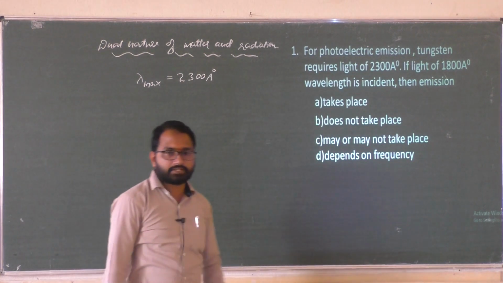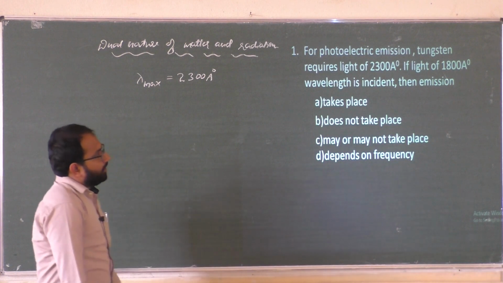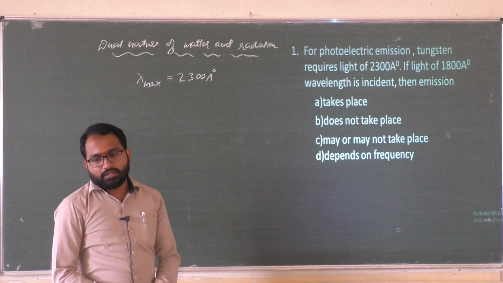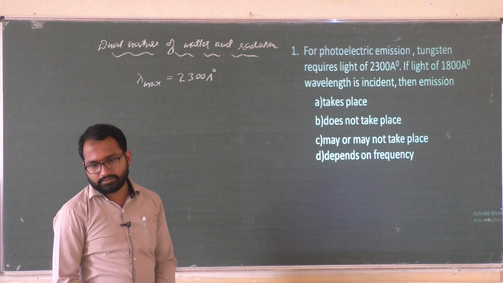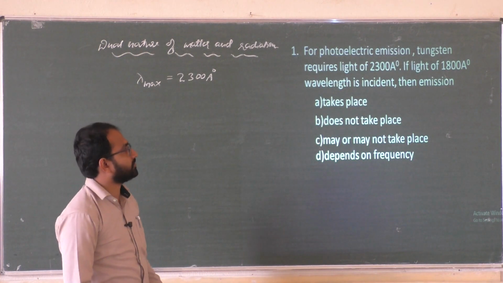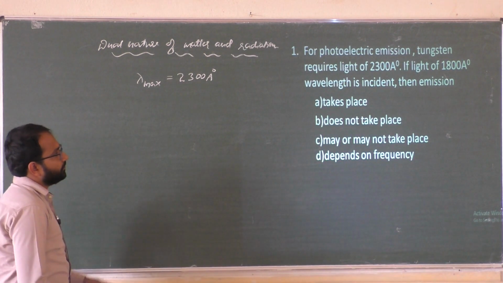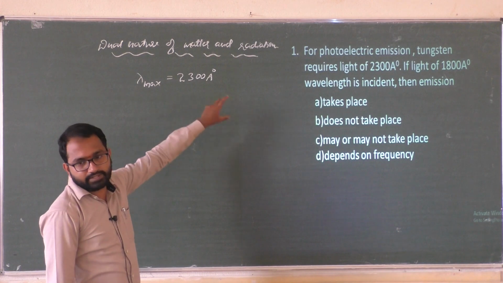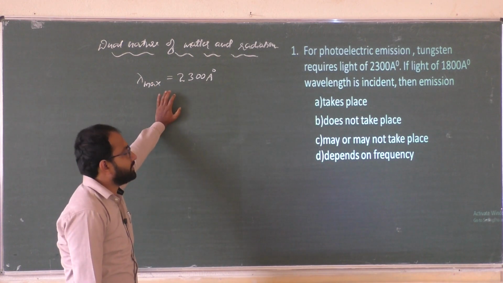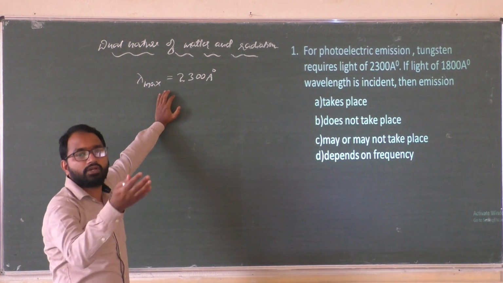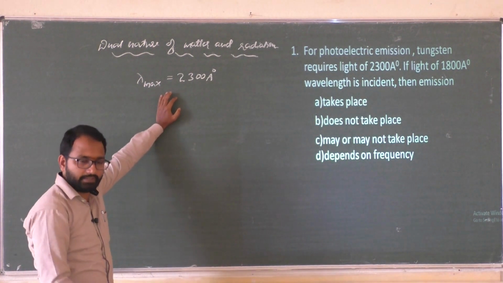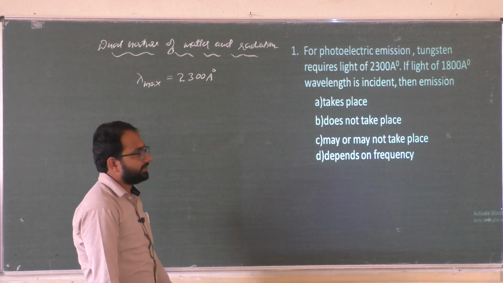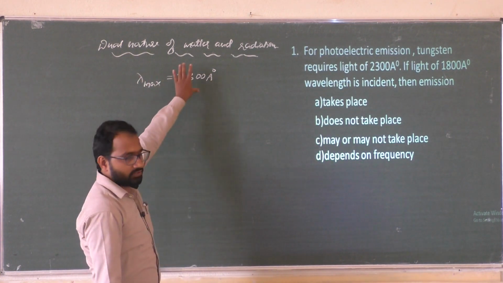Angstrom is 10⁻¹⁰ meter. Okay, so now the incident photons or light have the wavelength 1800 angstrom, right? So which is less than the threshold wavelength. So what is the definition of threshold wavelength? It is the maximum wavelength above which photoelectric emission does not take place, right? So now the incident wavelength is 1800 angstrom, which is lesser than the threshold wavelength.